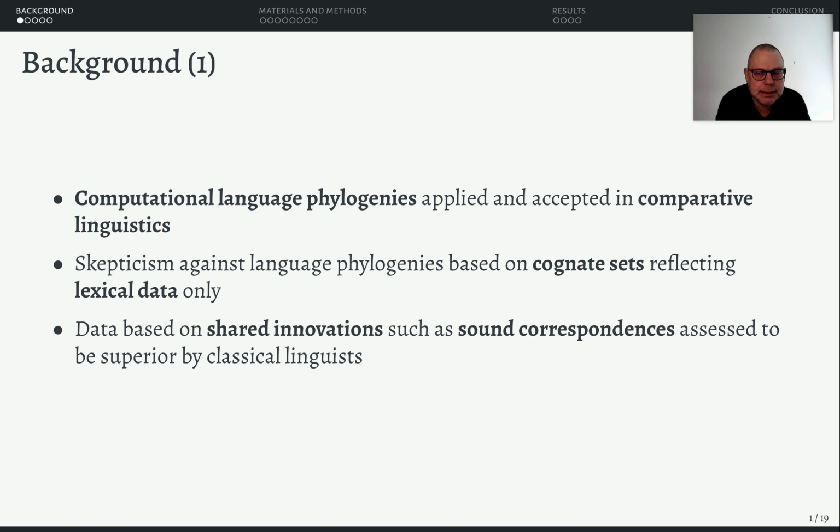The standard practice these days is to use cognacy data, so basically lexical data, while in classical comparative historical linguistics, sound correspondences are considered the most reliable data sources, and establishing shared sound laws is considered a conclusive demonstration of a relationship between languages.